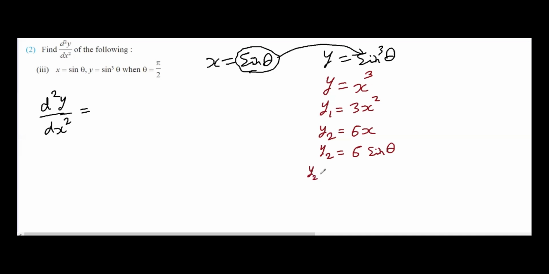Now I need to find this when theta is pi by 2. So that is 6 into sine pi by 2, which is 1. So the answer is 6. So this is the proper, simple and best way which you should prefer to solve. This is what I recommend.